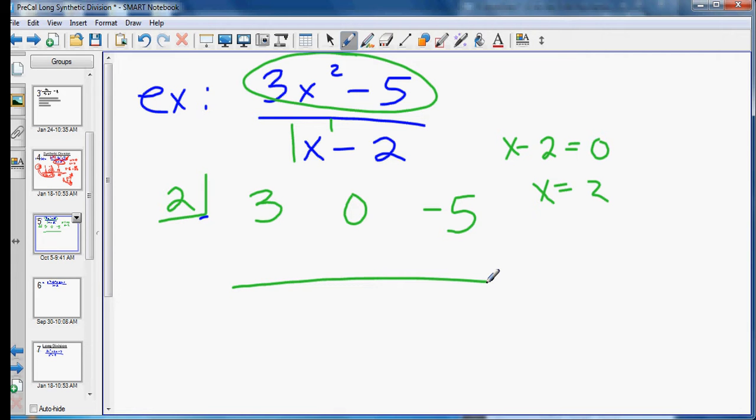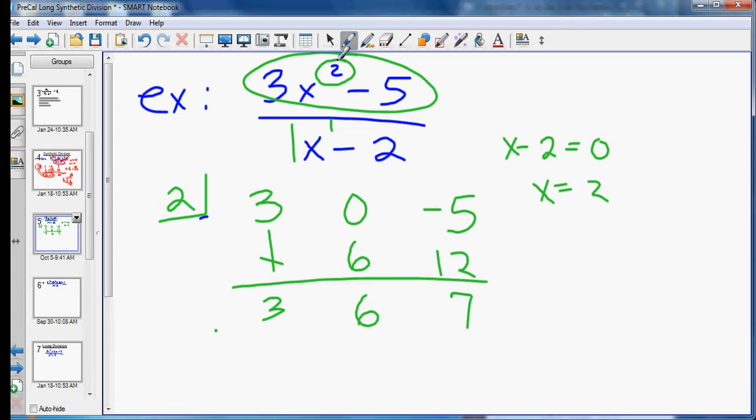Now, just like before, I bring the very first number down. Then I multiply 2 times that 3 and get 6. Then I add those two numbers together, 0 plus 6. Then I multiply 2 times 6, which is 12. And I add negative 5 plus 12, which is 7.